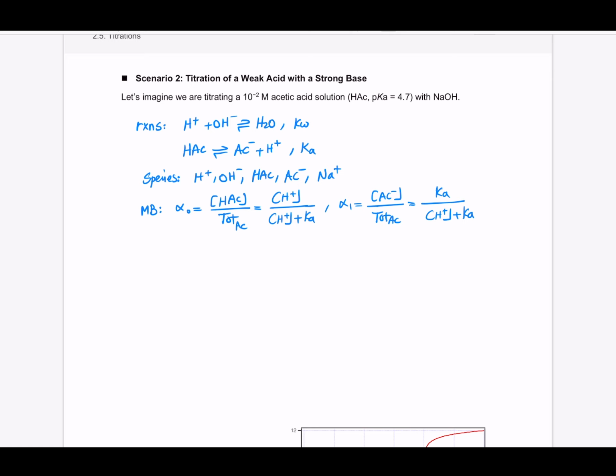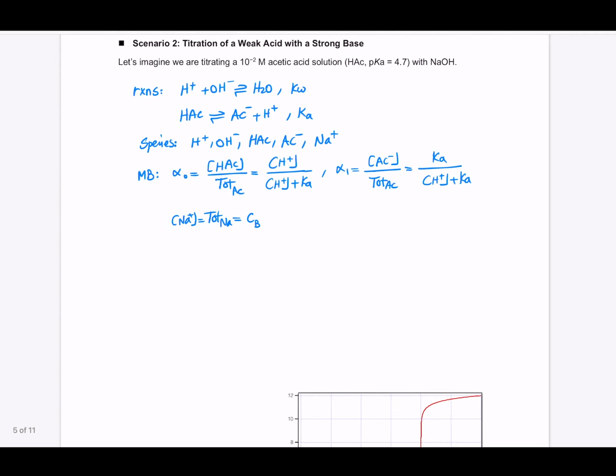Also, another one from mass balance would be the total sodium, which is equal to Cb, how much base we're adding. This is something that we have control on.